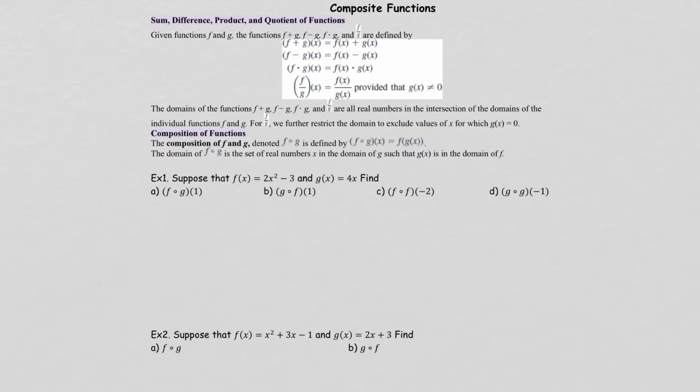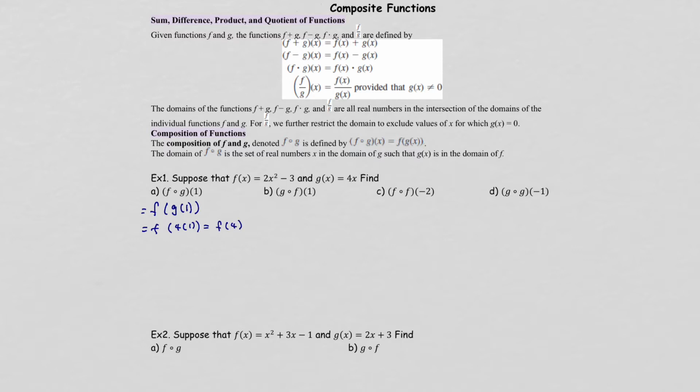Example 1 is asking you to find the composition function when your x is a number. This one is a little easier. Why? Because you end up finding an exact value. So this first one is asking you to find the g of x function with x equals 1, and whatever that value is, replace it into the f of x function. So g of x is that, and when we replace x with 1, we end up getting 4 times 1, which is 4.